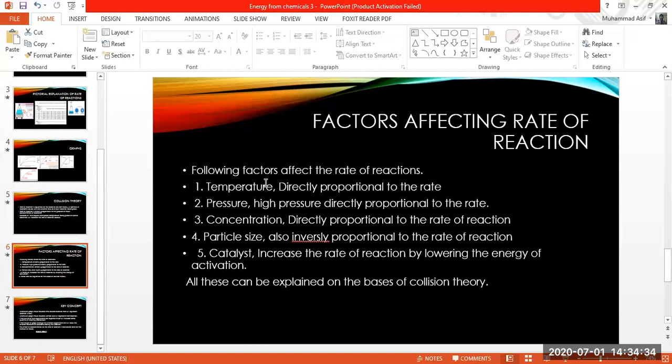If we decrease the temperature, rate of reaction will decrease. We put food items into the refrigerator to save them from deteriorating. What is the function of the refrigerator? It decreases the temperature. It means that those reactions which can happen at normal temperature, using the refrigerator, we are trying to stop them. So the rate of reaction decreases, and the food item remains safe from deterioration.